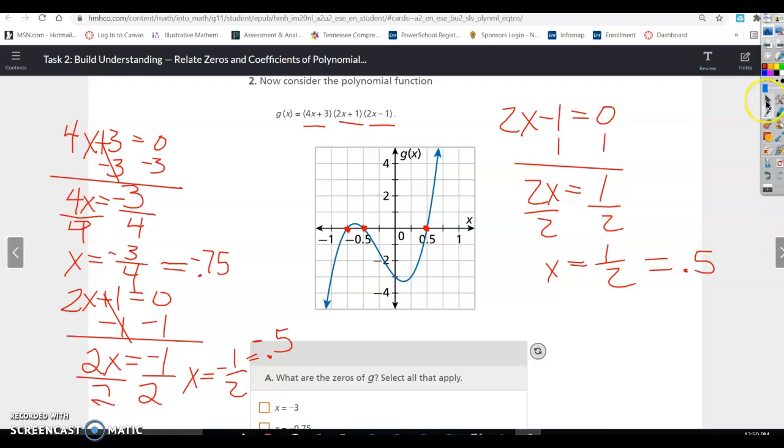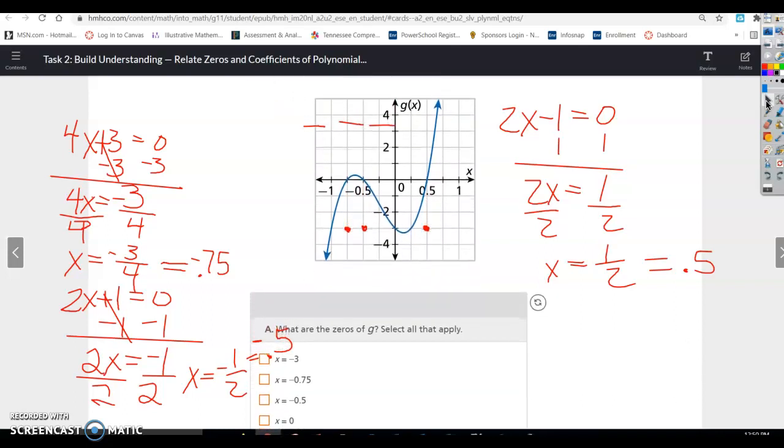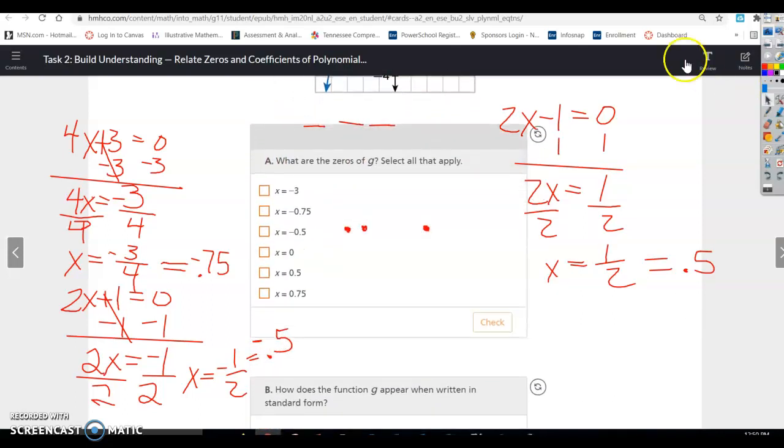All right, so the zeros come from the factors. When it's in factored form, it's very easy to determine what the zeros are. But let's go ahead and select the zeros that apply. So it says negative 0.75, negative 0.5, and positive 0.5. So those are the zeros of g of x.